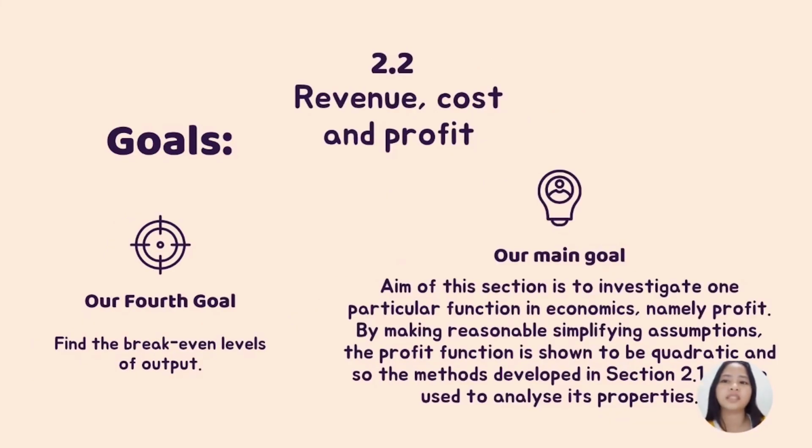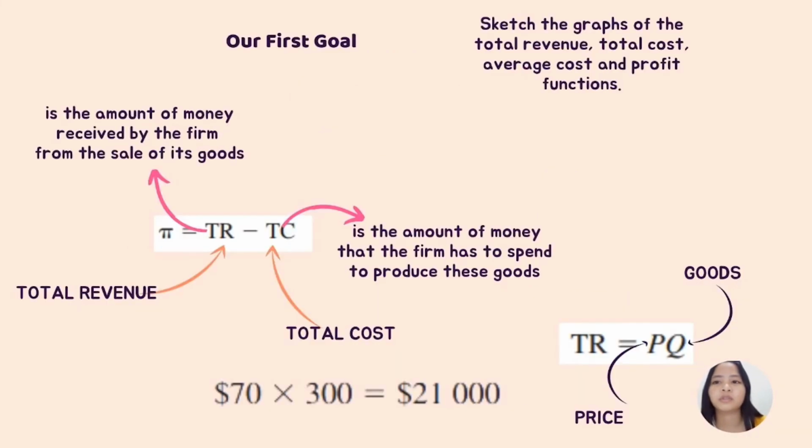The main aim of this section is to investigate one particular function in economics, namely profit. By making reasonable simplifying assumptions, the profit function is shown to be quadratic, and so the methods developed in section 2.1 can be used to analyze its properties. We describe how to find the levels of output required for a firm to break even and to maximize profit.